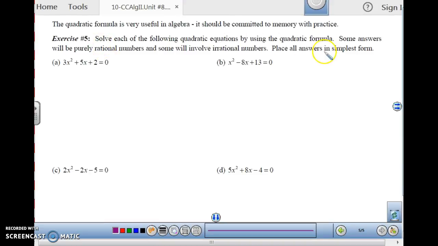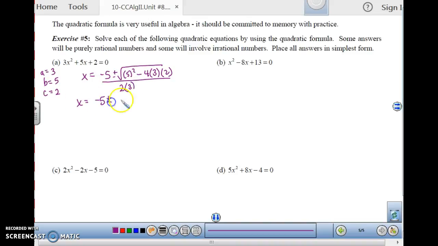So let's solve each of the following using the quadratic formula. Some will be rational and some will be irrational numbers. So place all answers in simplest form. Okay, quadratic formula. A value will be 3, B will be 5, C will be 2. So x equals negative b, which is negative 5, plus or minus the square root of b squared, 5 squared, minus 4 times 3 times 2, 4a times c, all over 2 times a, which is 2 times 3.